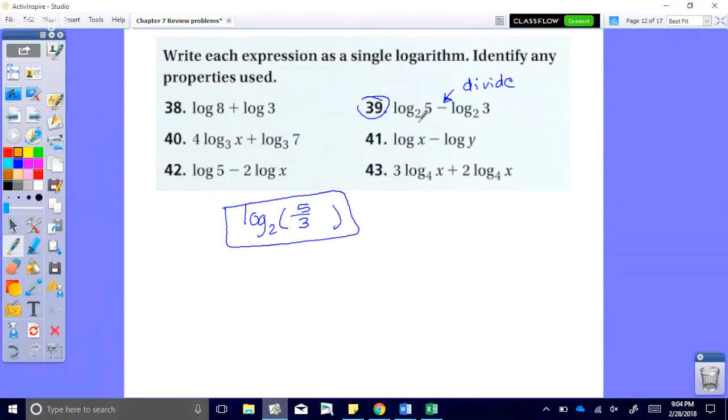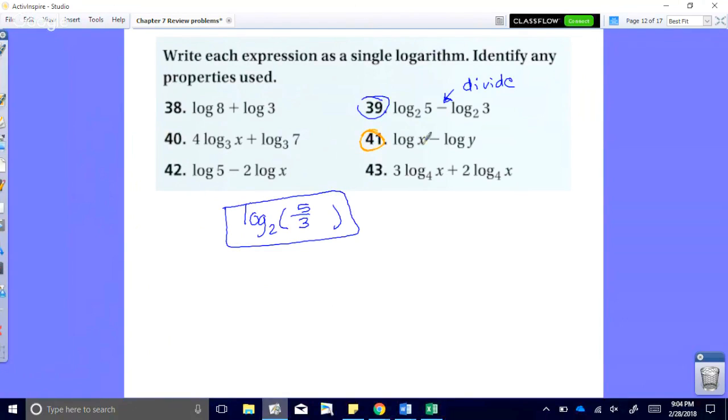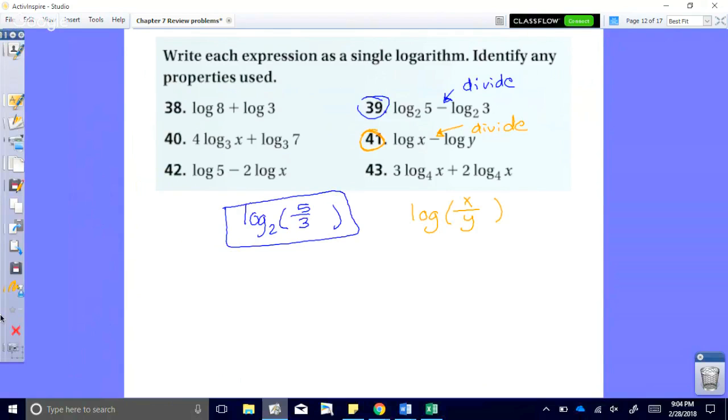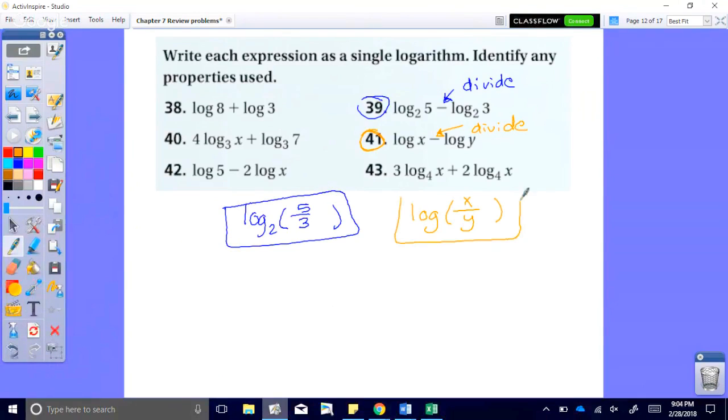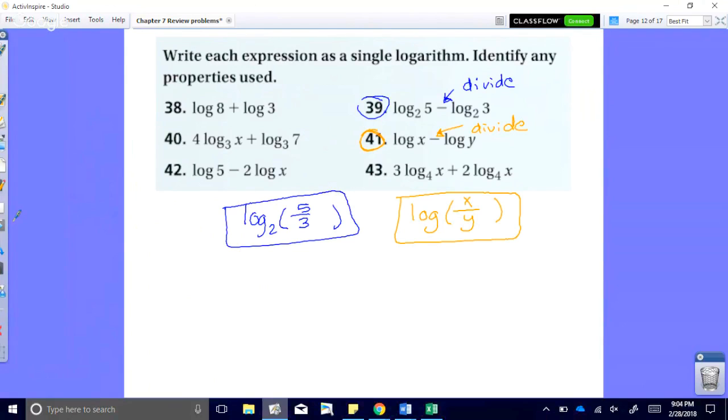Okay, so the next one, again, is subtraction. So we have log of x minus log of y. And the subtraction tells me if I merge these, I can divide. So I'm done with that one.